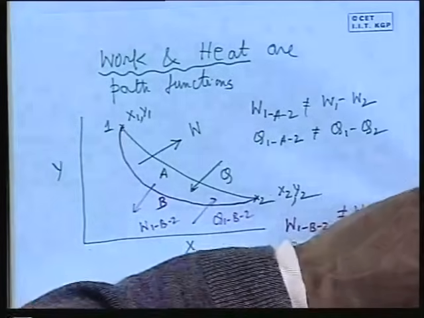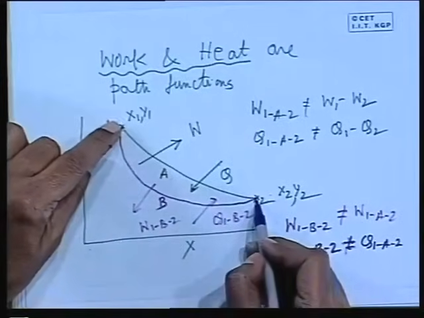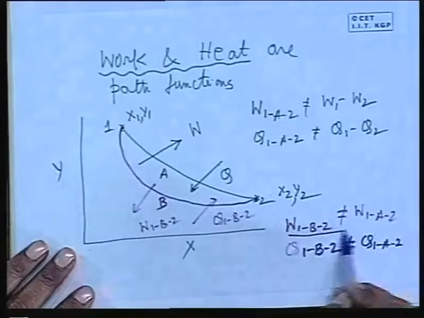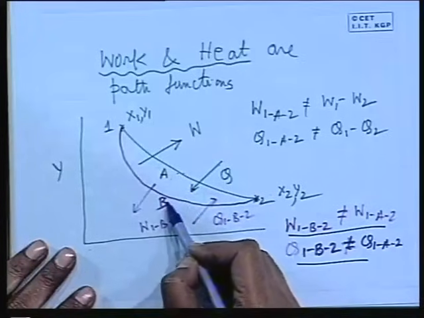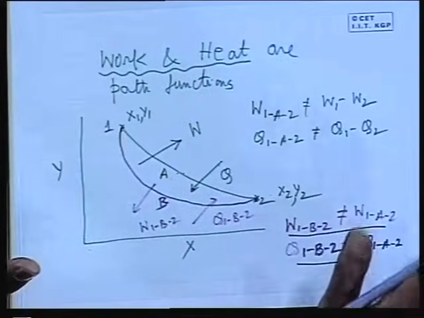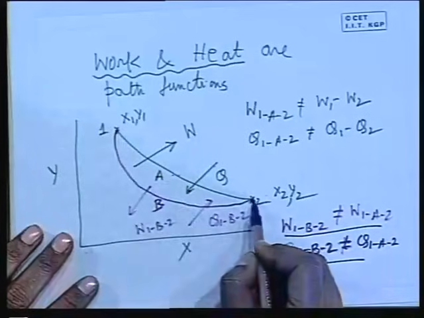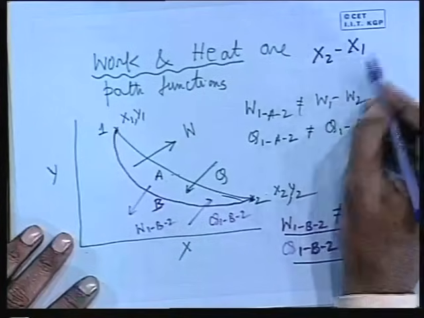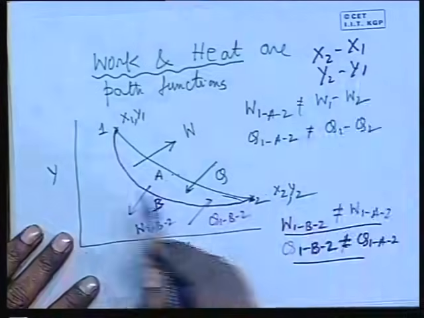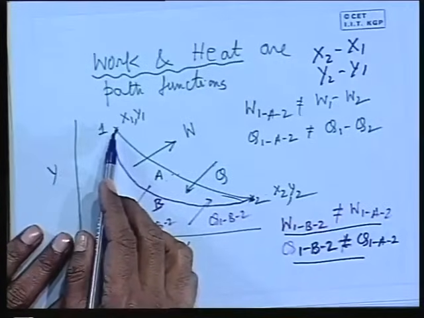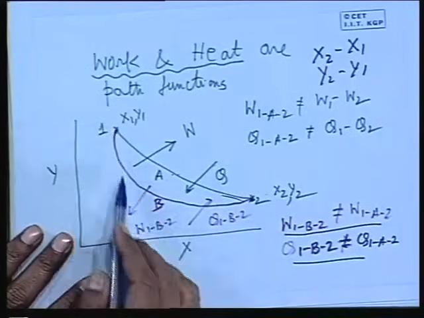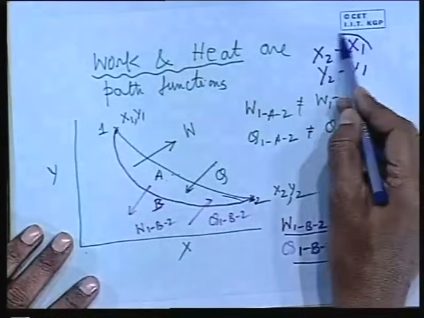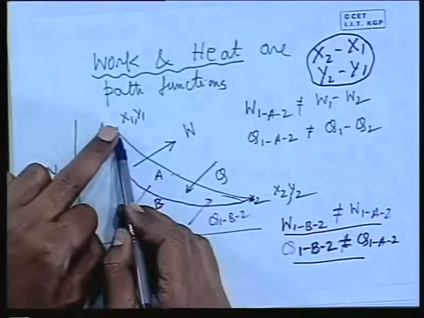It means that even if the system connects the same two terminal state points but through different paths, the work and heat interactions through different paths are not the same because they are path functions. But if anybody asks what is the change in property in this path 1a2, you tell the change in property x is x2 minus x1, and property y, y2 minus y1. If anybody asks what is the change in properties x and y when a system performs a path 1b2 from the same state point to the same state point, then the change will be the same because they are point functions, their values are associated with the state points.